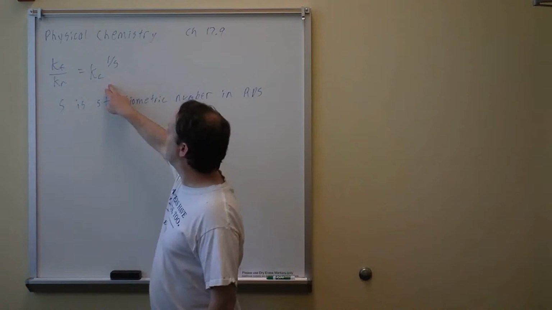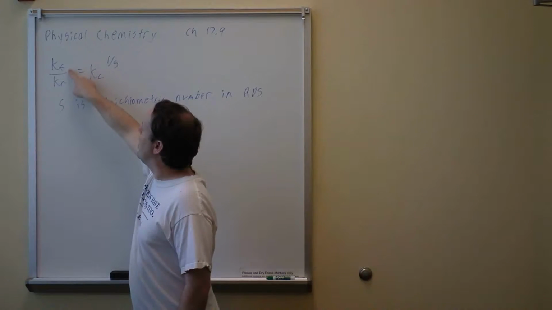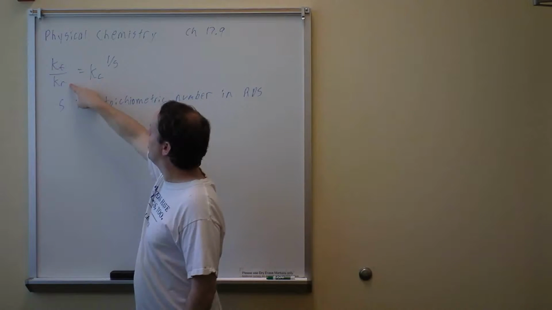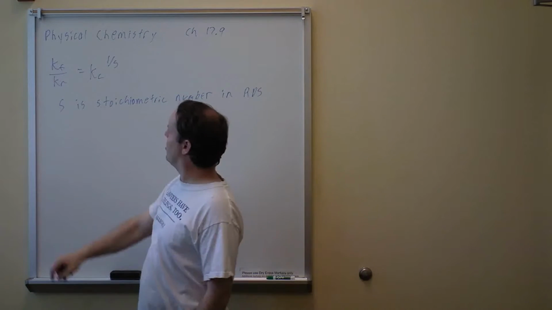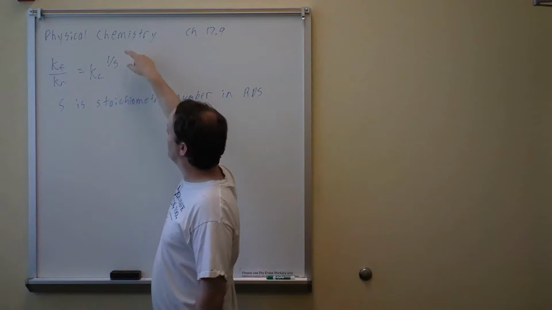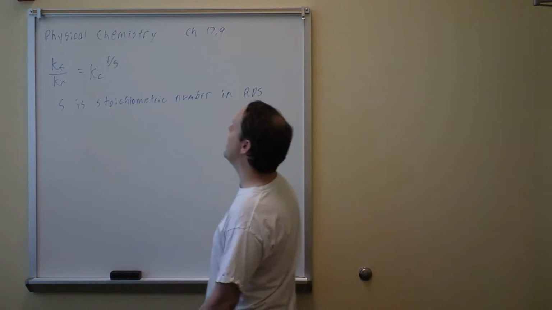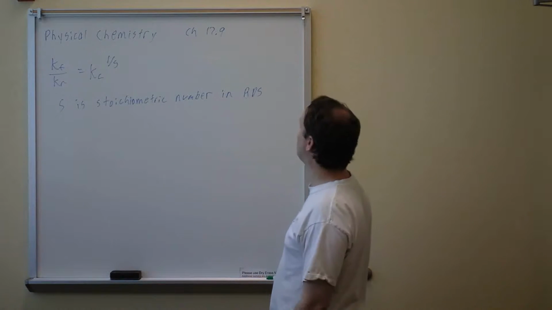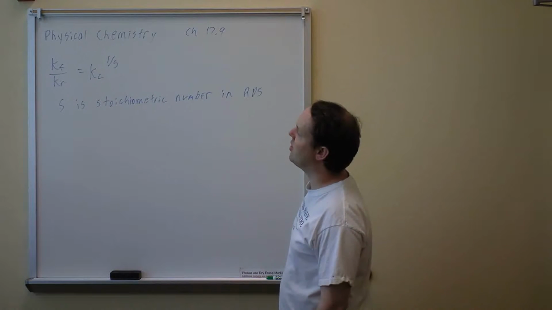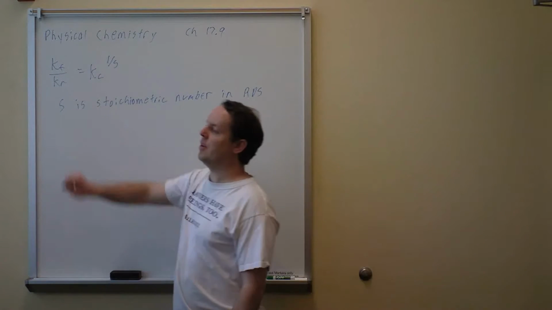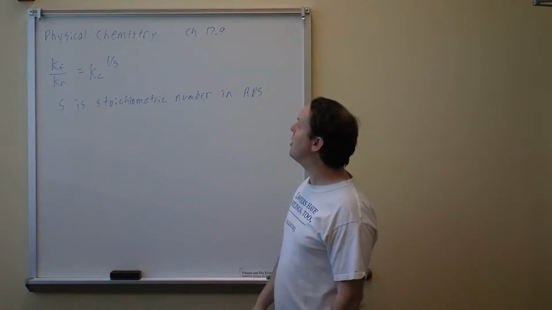So previous slide we showed then that the rate constant of the forward reaction divided by the rate constant of the reverse reaction is equal to the equilibrium constant of the reaction to the 1 over S power. And S is the stoichiometric number in the rate determining step. Remember, we used the rate determining step approximation as well as several other approximations. But this is going to give you a formula for your overall reaction, not just an elementary reaction.